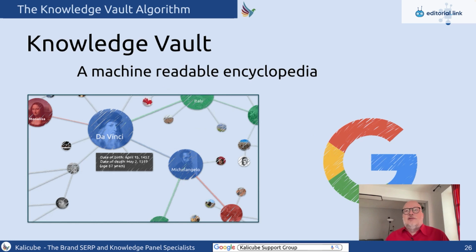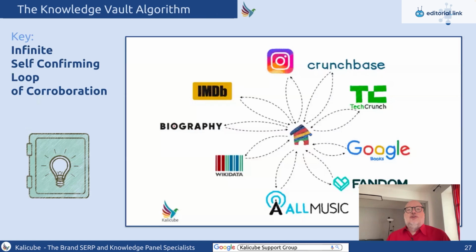So the knowledge vault algorithm, the knowledge extraction algorithm, your entity home has to be incredibly clear and incredibly consistent and incredibly well written, and have this HTML5 and the schema markup in place. And for the knowledge vault, if you want to get in there, the entity home is the hub of that information. So it's a machine readable encyclopedia that Google uses to understand the world.